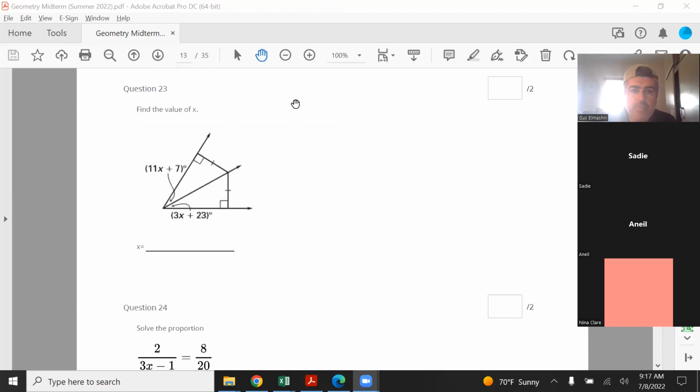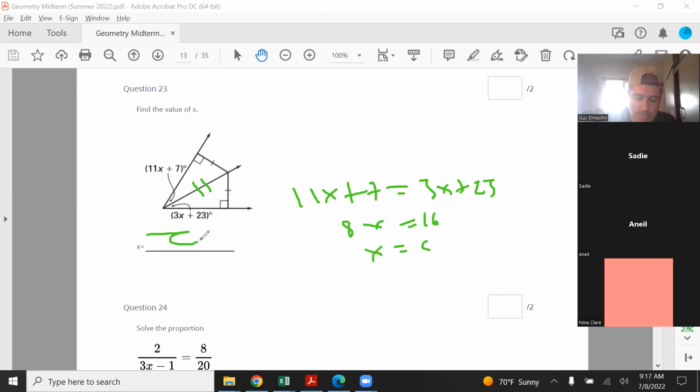For 23, these are going to be congruent triangles because they share the side. The legs are the same. So right triangles, so by HL, they're the same. So yeah, recognize that first. 11x plus 7 equals 3x plus 23. 8x equals 16. X is 2. So again, pretty straightforward.